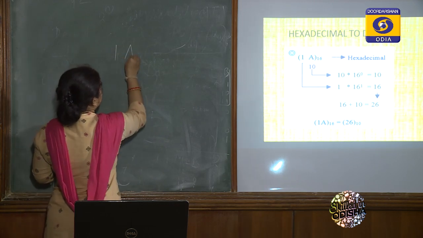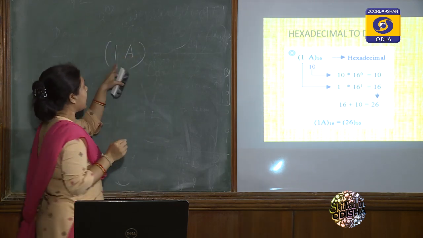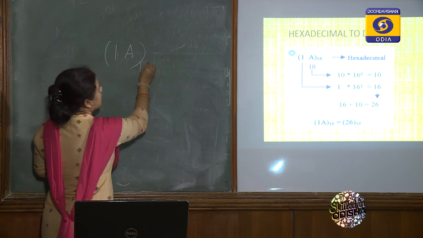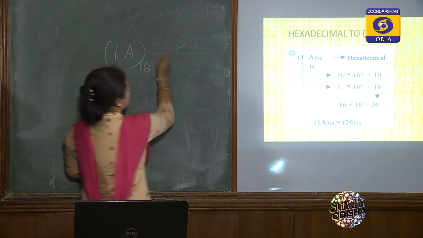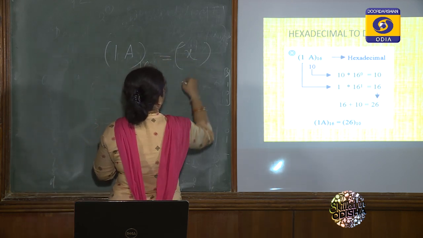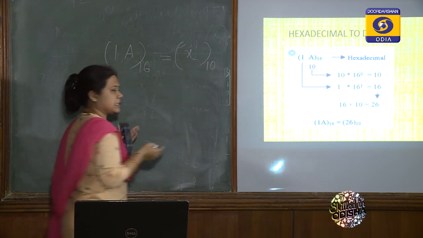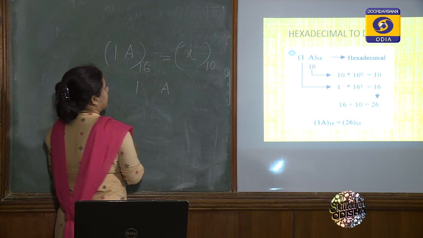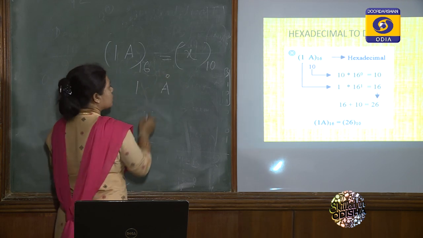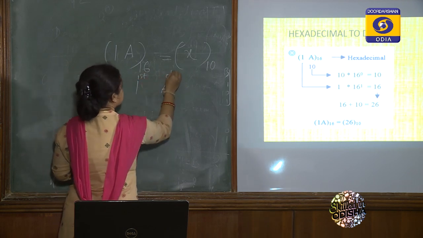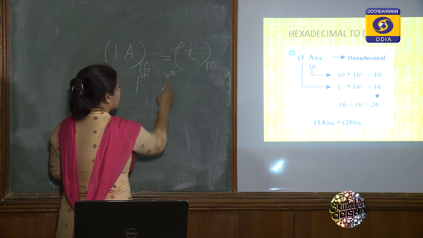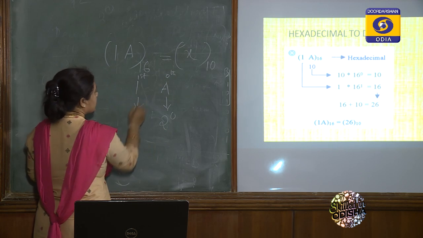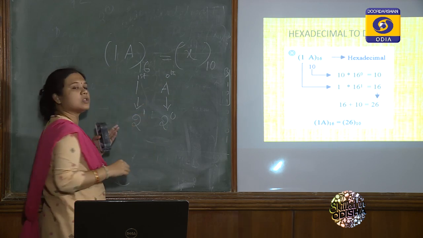Here 1A is written. All these are digits belonging to hexadecimal, so here the base is 16. We have to find out the equivalent decimal number, base 10. Again we have to go for multiplication. A is at the 0th position and 1 is at the first position, so we multiply with 16 to the power 0 and 16 to the power 1.